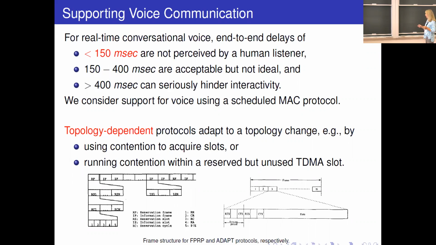Another idea is to build a straight time division multiple access scheme, where each node has a reserved slot, but if they don't want to use their slot, then we could have a contention run inside the slot. So you could have some kind of collision resolution scheme running inside the slot itself. And what's kind of cool about this idea is that you can get what's called spatial reuse, so that you can have multiple concurrent conversations going on if the nodes are separated by enough distance.